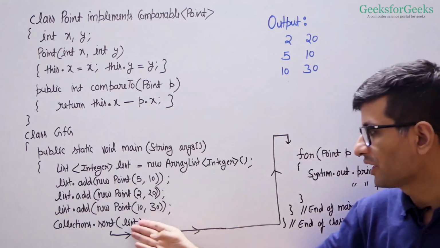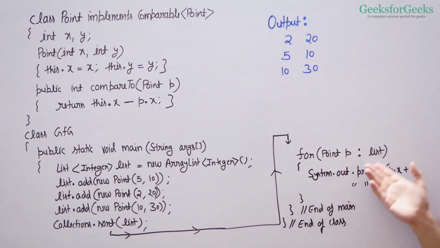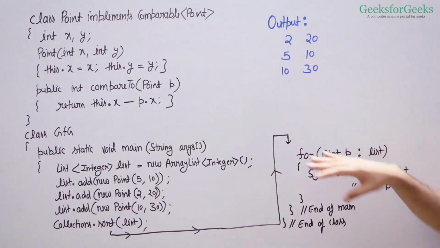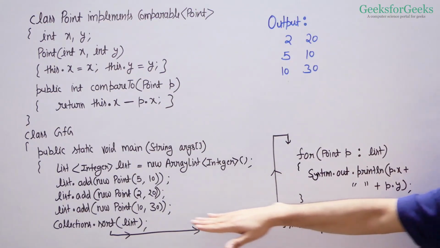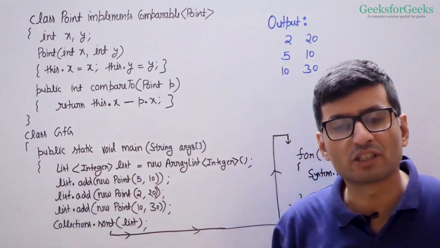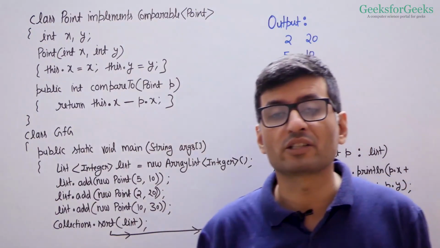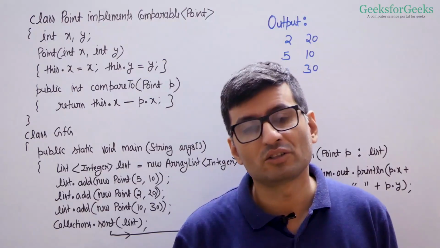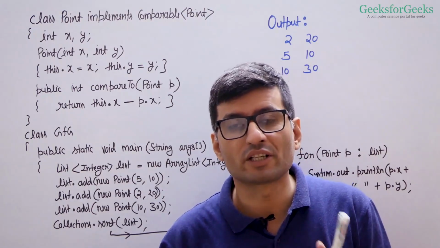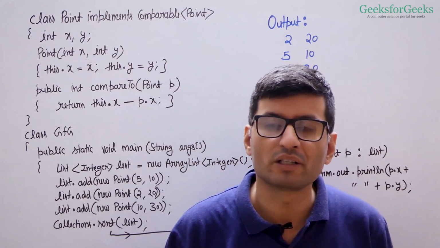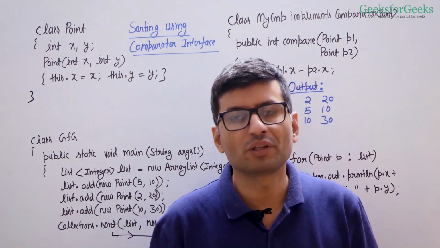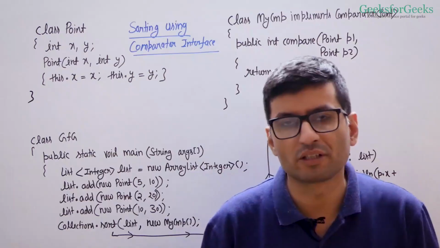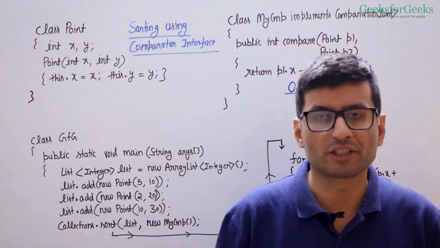So we have sorted the list first, and then we are printing the list here in this part of the loop. So this is the for loop. Then we have end of main program and end of our main class GFG. So this is an example of sorting a list of collections where your collection is of data type that implements comparable interface. Let us now talk about another example program where we use comparator interface to sort a collection.